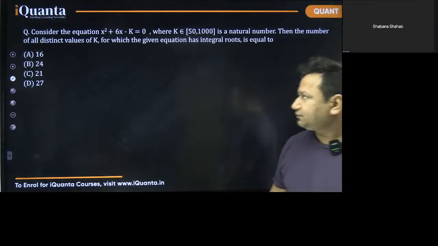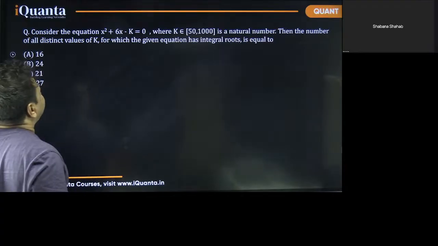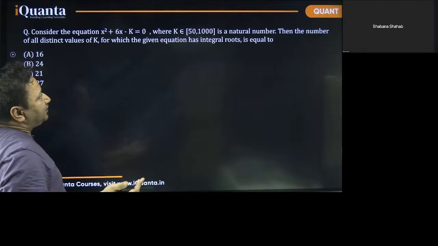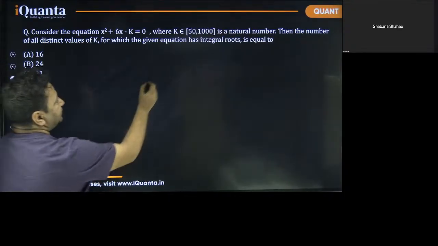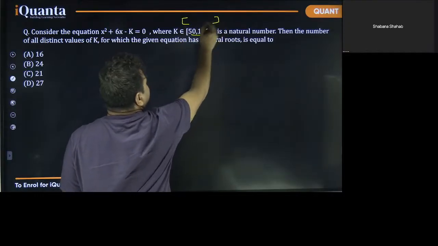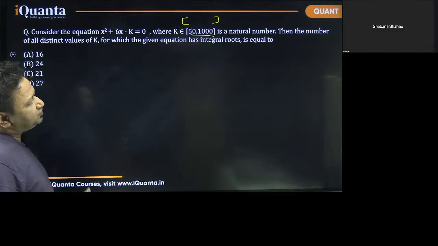Okay, so here we go. The first question is of algebra. It says consider the equation. We have a quadratic equation where the constant term is not known, that is k, and k belongs to this set from 50 to 1000, both are included because this bracket means both the extremities are included. So 50 and 1000 will also be included.